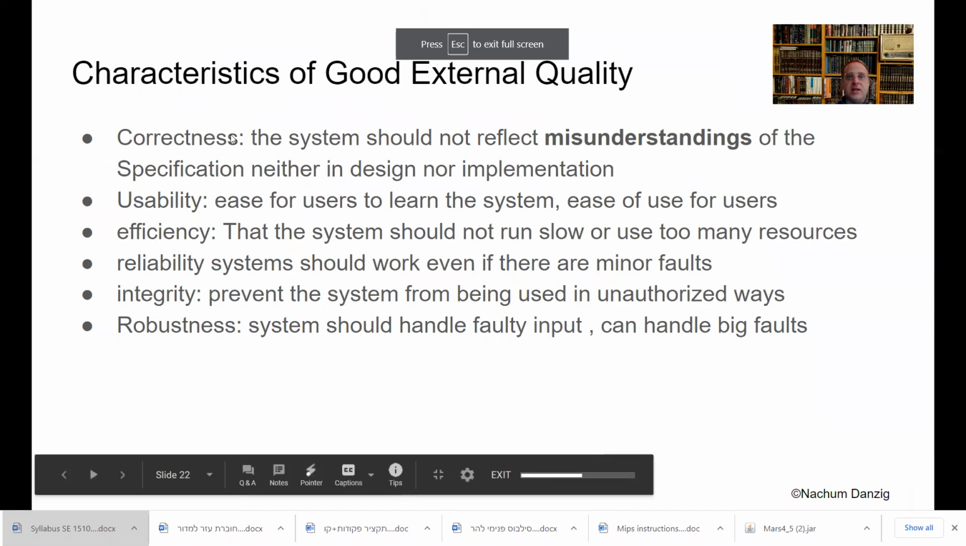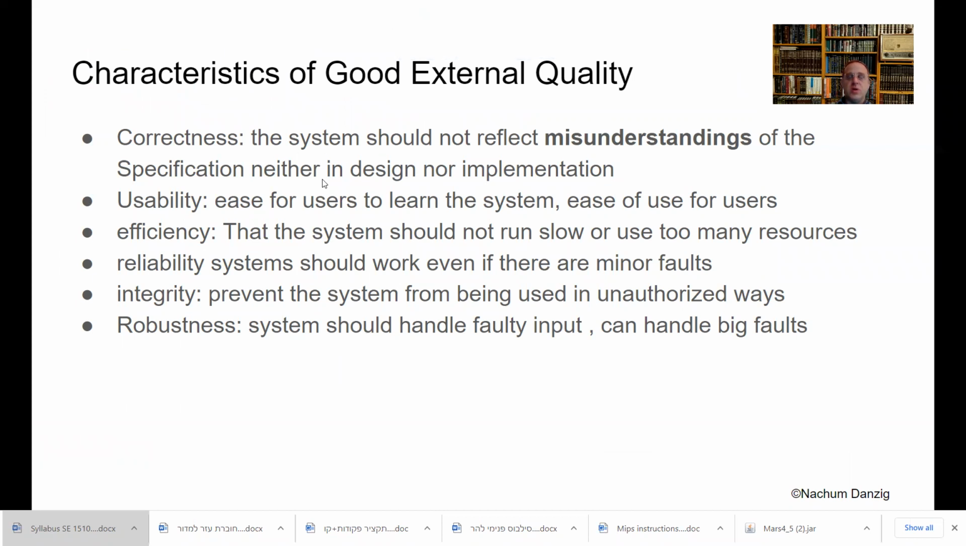So correctness. It should not reflect misunderstandings of the specification. In other words, it should do what the user wants it to do. If it was contracted for, then it should do what he contracted it to do. If it was bought, it should do what you would think you should want.